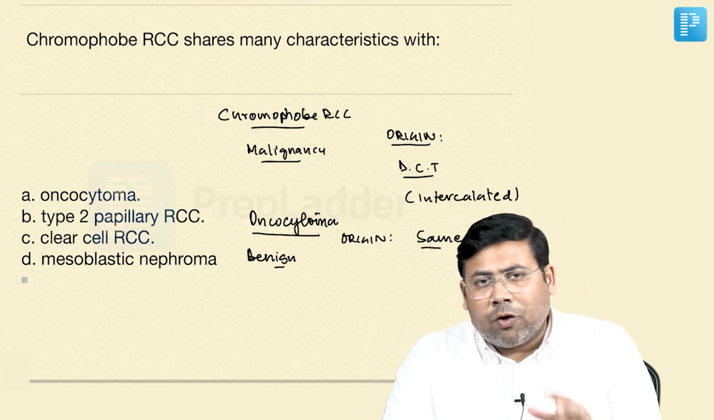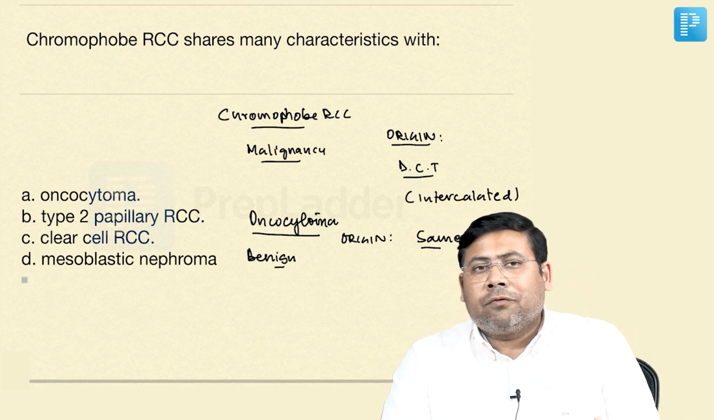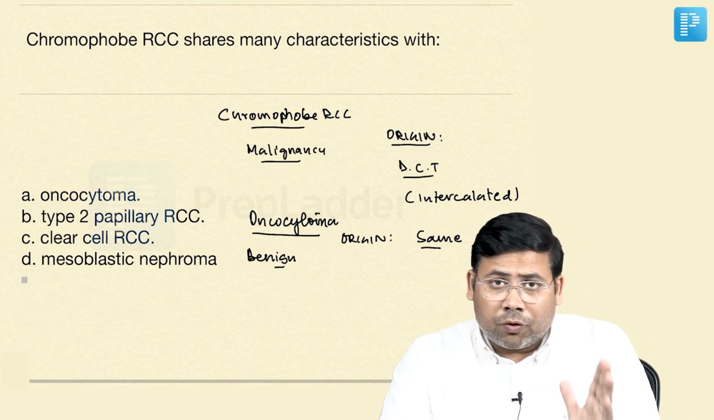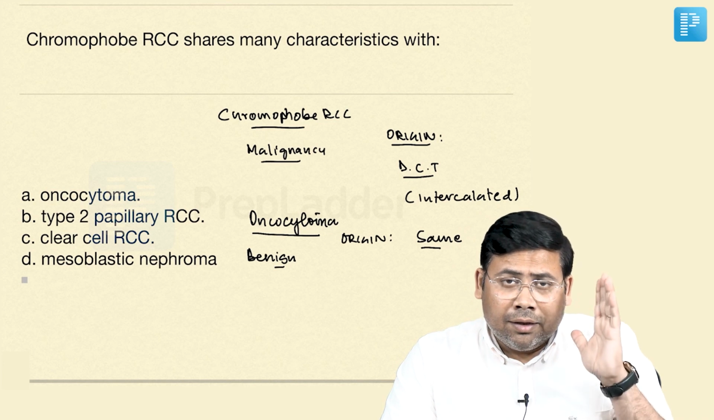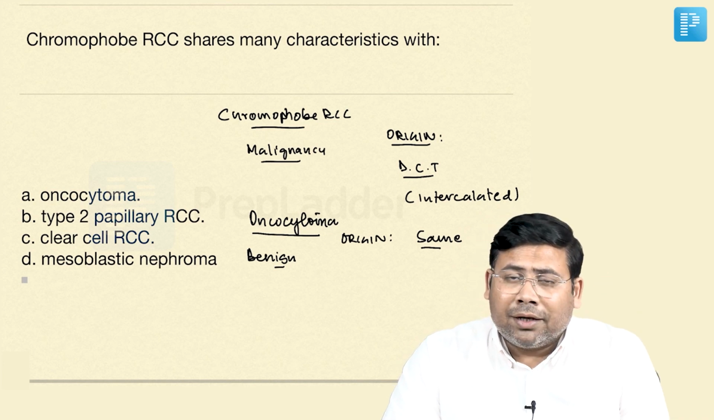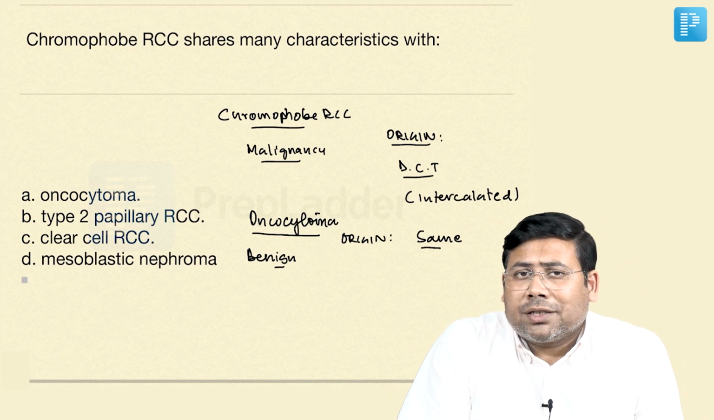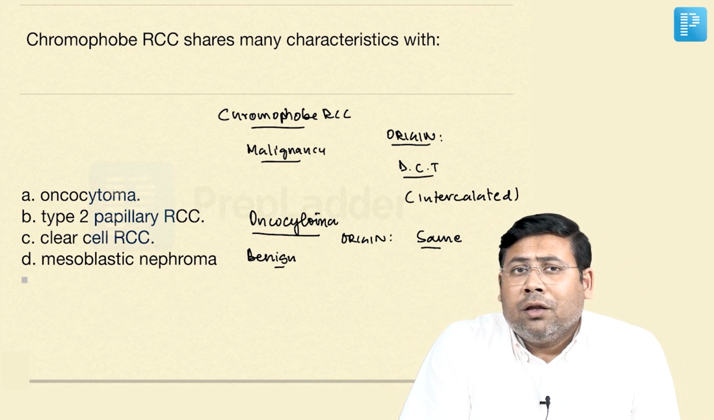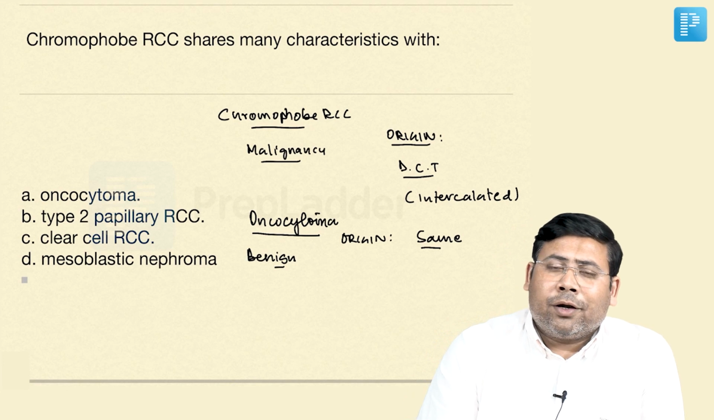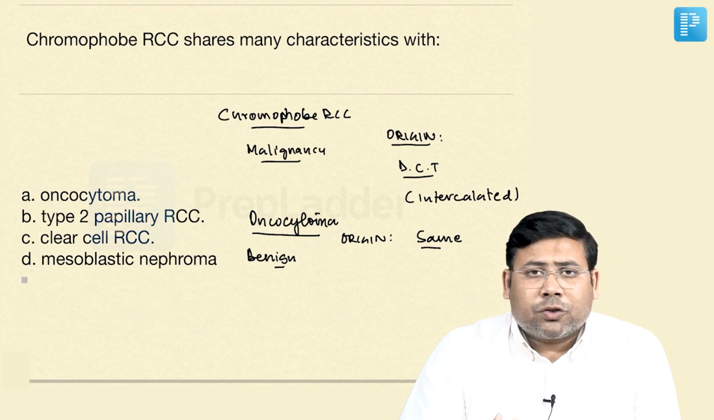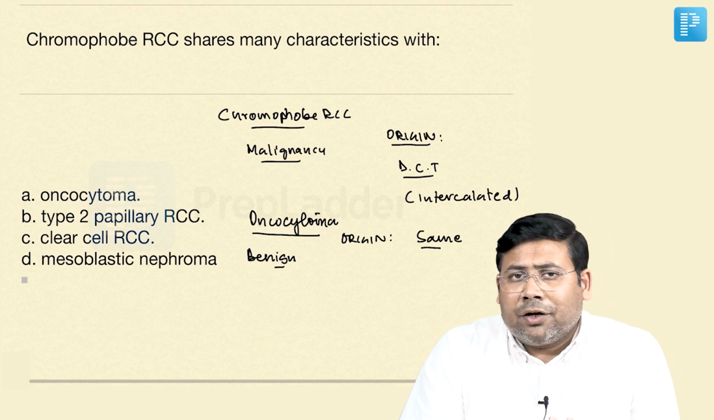Why? Because pre-operative biopsies are not done for RCC, since the majority of renal tumors are malignant and there is a risk of transperitoneal or retroperitoneal seeding of the tumor. So it's purely on the clinical features and the radiological findings that we decide whether we have to go for surgery or not.